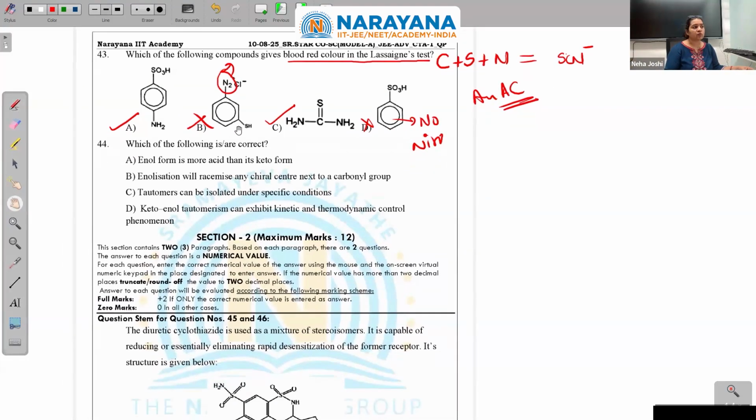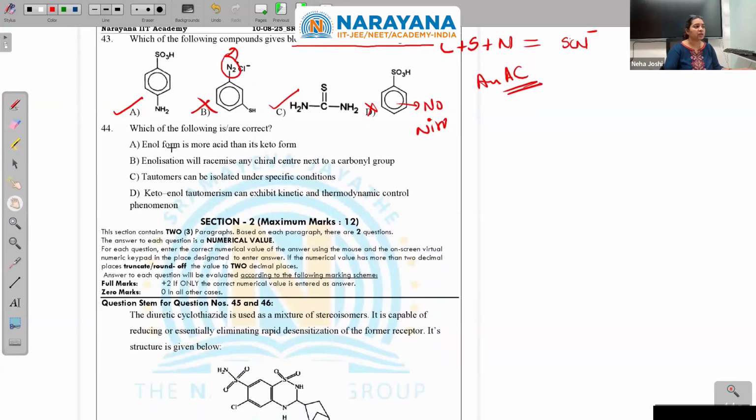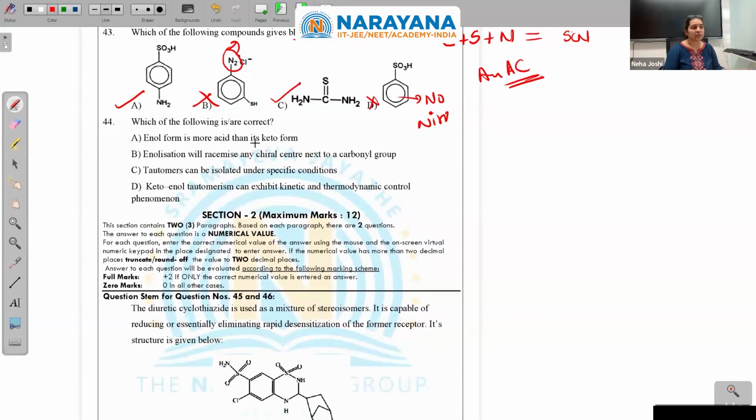Coming to 44, which of the following is or are correct? Enol form is more acidic than its keto form. True. Enolization will racemize any chiral center next to a carbonyl group. That should be false. So 44 can be a key change. Why? Yes, it can, if any word was not there.